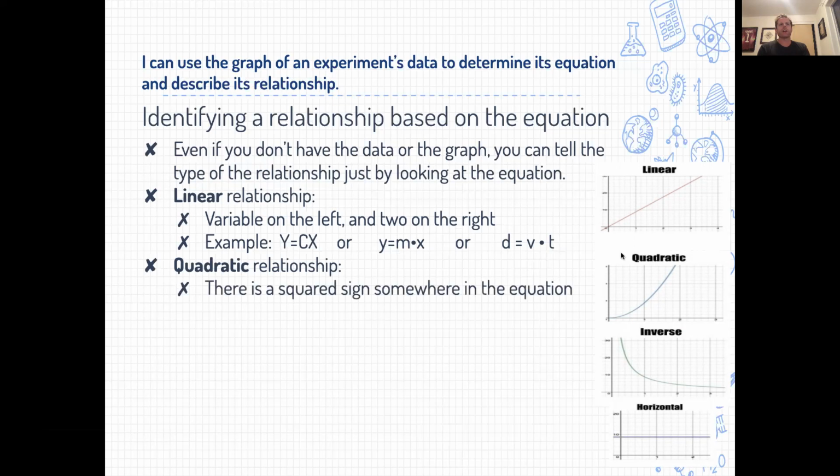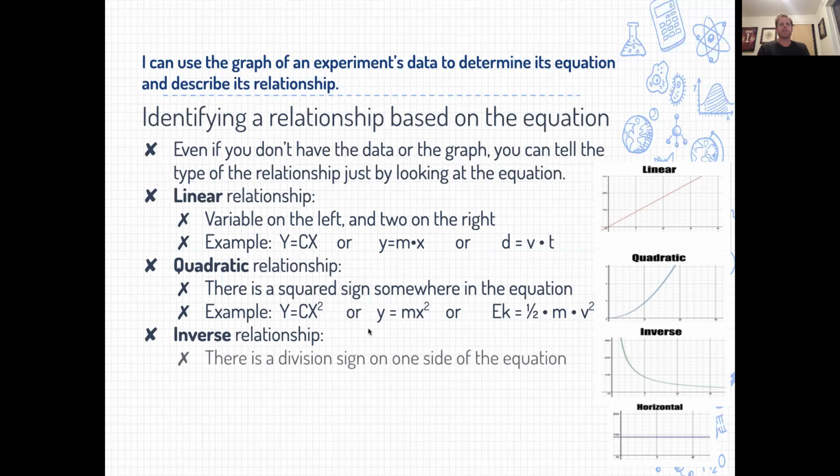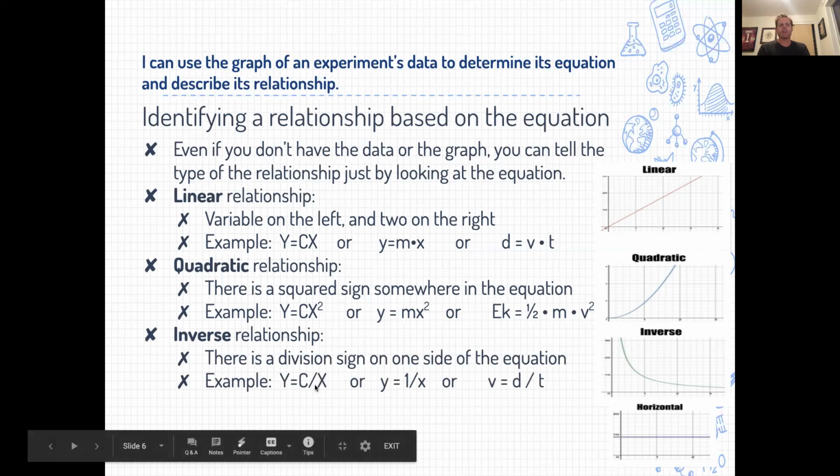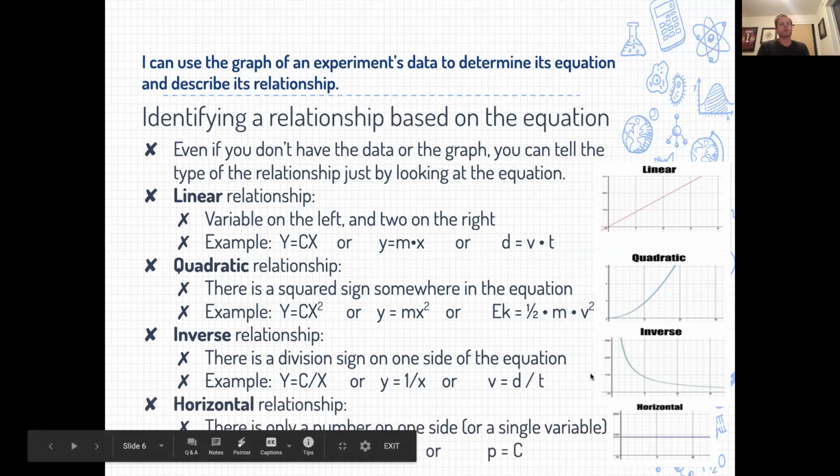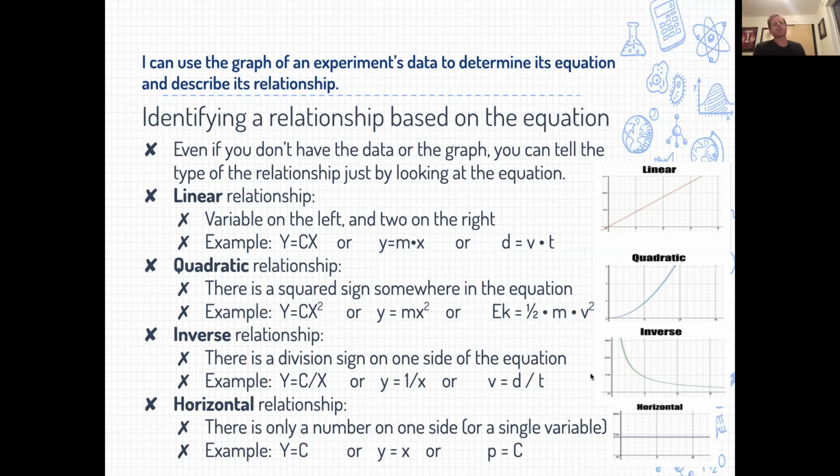Let's look at quadratic. With quadratic, you'll always see a squared sign. So anytime you see these equations and it has a squared sign, you know it's going to be a quadratic relationship. Inverse is whenever you see a division sign. So these are all examples of inverse relationships because it has a division in there. And then horizontal is basically when you see that it's going to have just one thing on the left and one thing on the right.